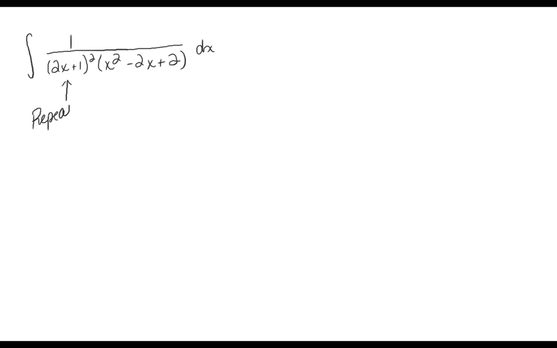Okay, so let's go ahead and write down this integral and write down the setup. So we got 1 over (2x plus 1) squared times (x squared minus 2x plus 2) dx. So this is probably the most messy that they're going to come up with on here. Let's fix that fraction bar so it goes all the way across. So I see first a repeated linear factor, and then I see a quadratic factor.